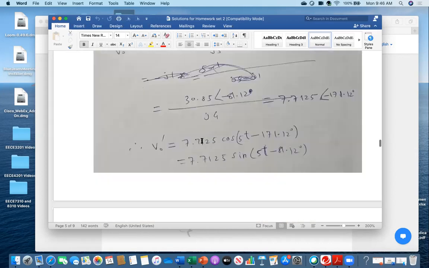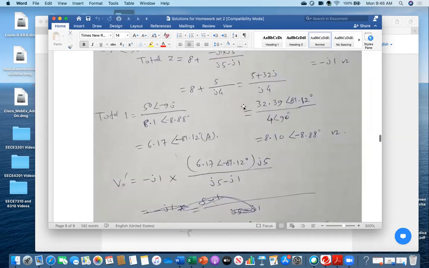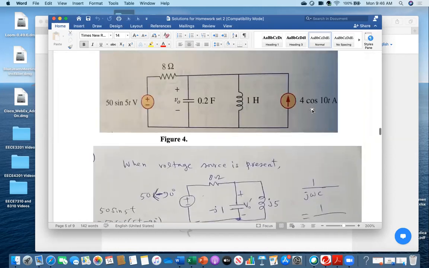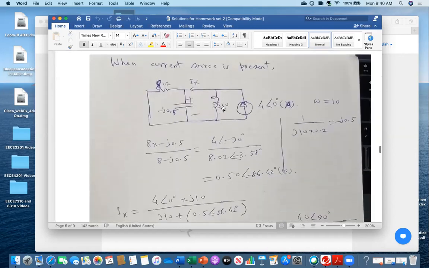Now you see, next, when current source is present. So I converted 4 at an angle of 0, and then omega value was 10. Everybody see the circuit, 4 cosine of 10 t. This means omega value is 10. Here omega value was 5, but here you have to use omega value 10. And then you convert this component into their phasor domain. So look, I did that one. I got J10, I got minus J0.5.